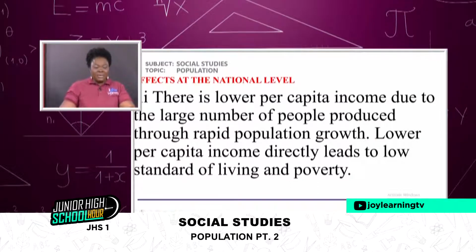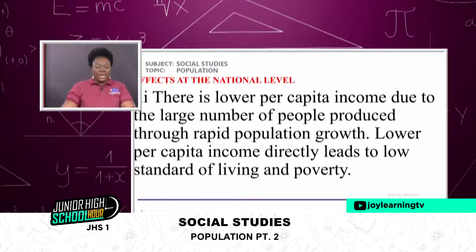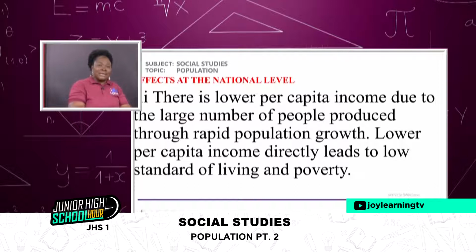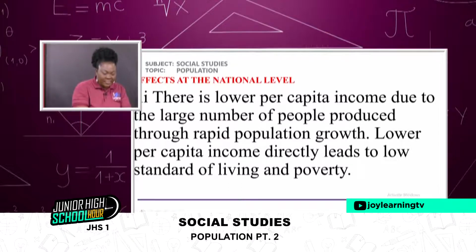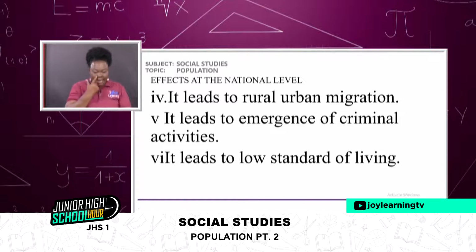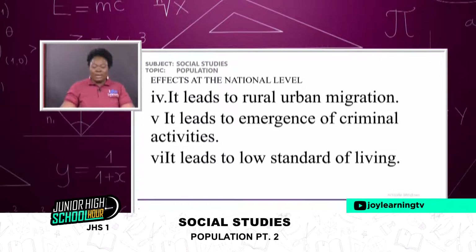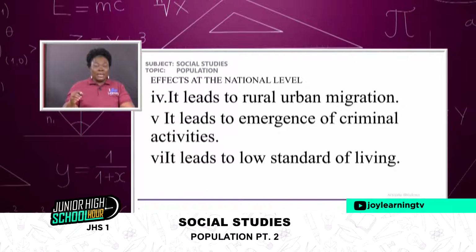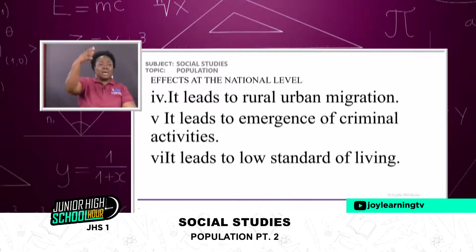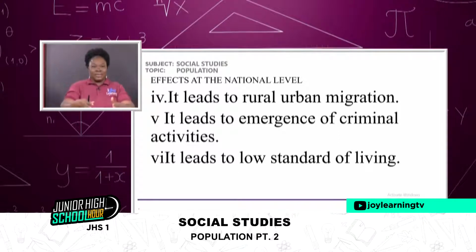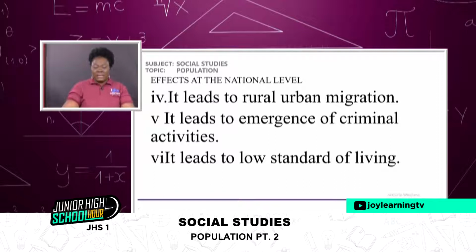Point number 3, there is low per capita income due to the large number of people produced through rapid population growth. Lower per capita income directly leads to low standard of living. Again, it leads to rural-urban migration. Effect of population on the nation. It leads to rural-urban migration. I told you earlier on that people will be traveling from towns and villages to the center, the regional capital of some of the regions. And when it happens like that, it is rural-urban migration.